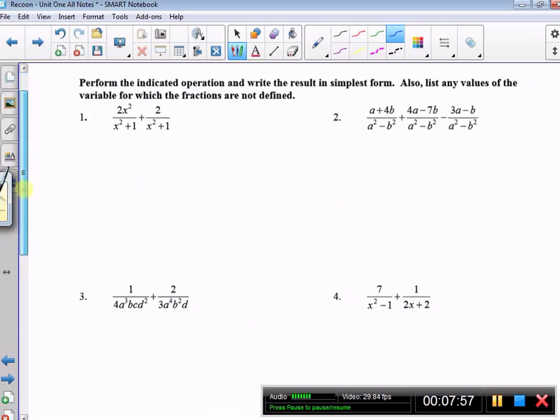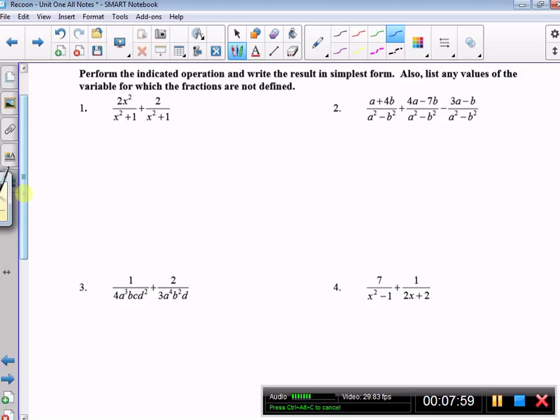So now we're going to actually add some of these together. Now 1 and 2, if you look, have identical denominators. So we do not need to worry about finding a lowest common denominator because they already have it. So just add the numerators and keep the denominator. So you get 2x squared plus 2.